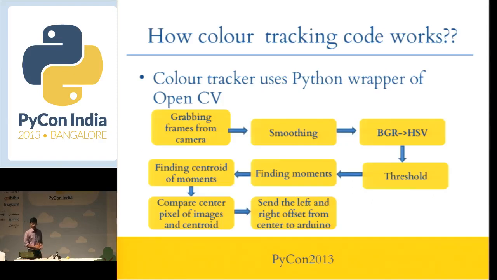So how does this color tracking code work? The color tracking code will grab a frame from the camera, then it will smooth the frame. If there is any noise, it will smooth it. Then the current frame will be in the RGB domain. RGB means red, green, blue. It will convert it to HSV, that is hue, saturation, value. That is for easy processing.